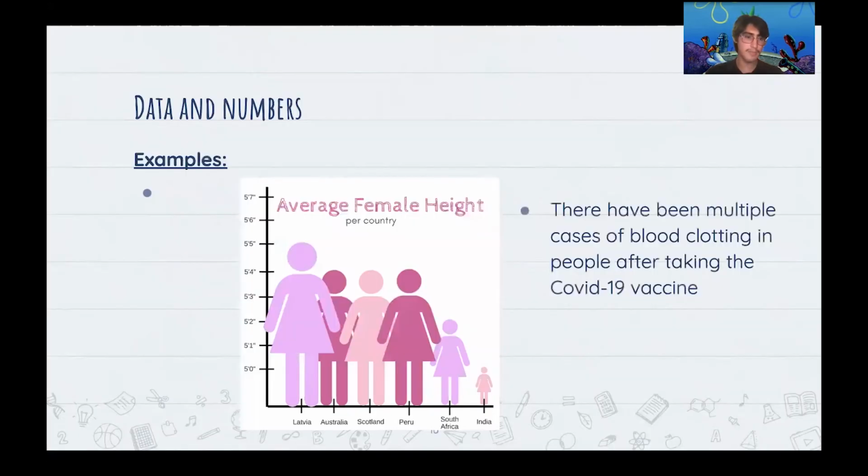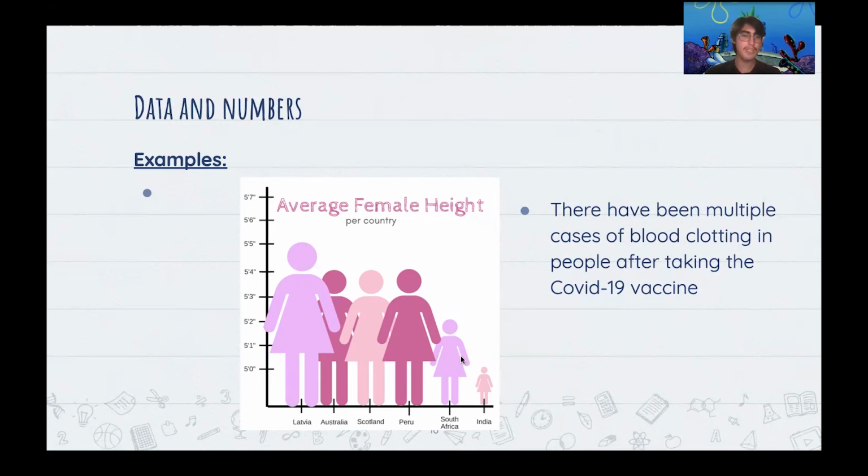So for example, as you can see, this graph tells us the average female height per country, right? And this graph is very weird. If you look at it, you see the women in India seem to be half the height of the women in Peru. This doesn't make any sense. But if you look at the axis right here, you see that it does not start at 0, but it starts at 5 feet and goes up to 5'7". And so this is a really bad misrepresentation of the numbers, because we're equating 5 feet as being approximately half of 5'4". And so this is clearly wrong.